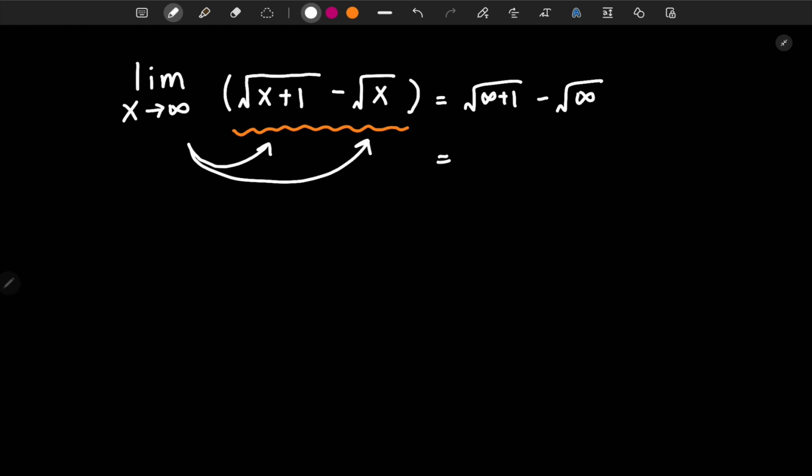Let me take a guess, what's that going to equal? I would say it probably goes to 0, because in here you have a very, very large number, infinity essentially, plus 1, which is also a very large number, minus the square root of infinity, which is also a very large number. Now, wouldn't that be just equal to 0?